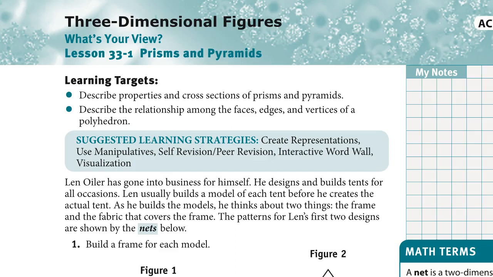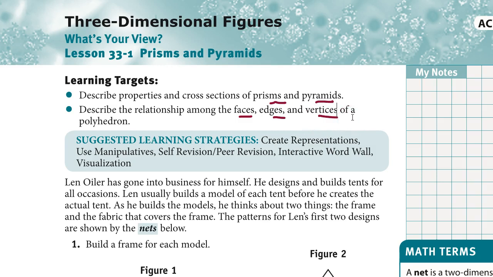This video is for lesson 33-1. We're going to investigate two different kinds of three-dimensional figures, prisms and pyramids. Learning goals are to look at the properties and cross-sections of prisms and pyramids, and to figure out relationships among the faces, edges, and vertices of any polyhedron.